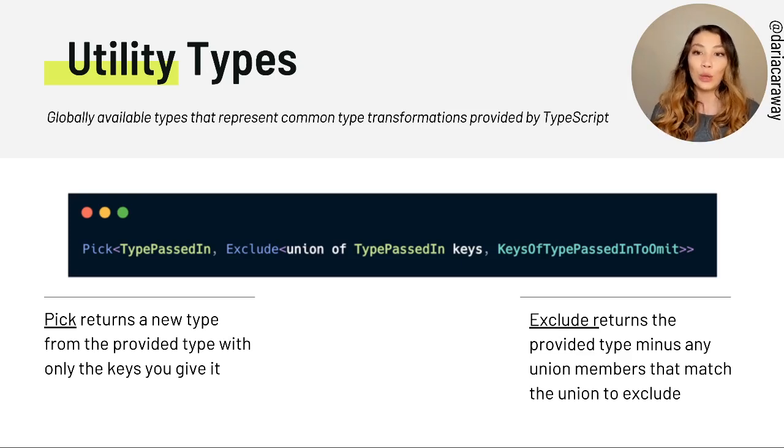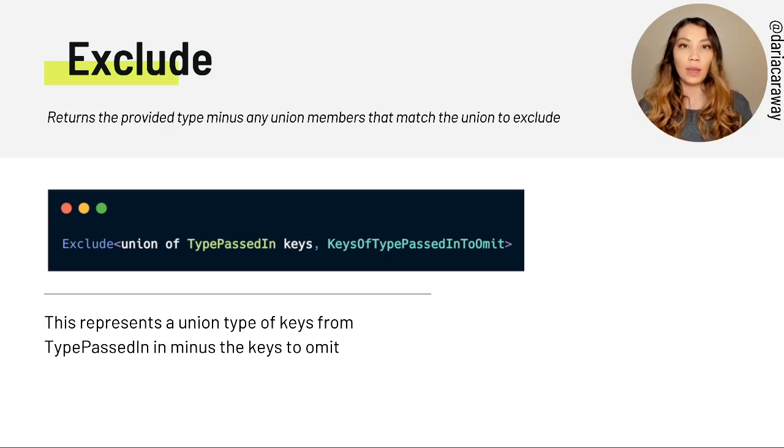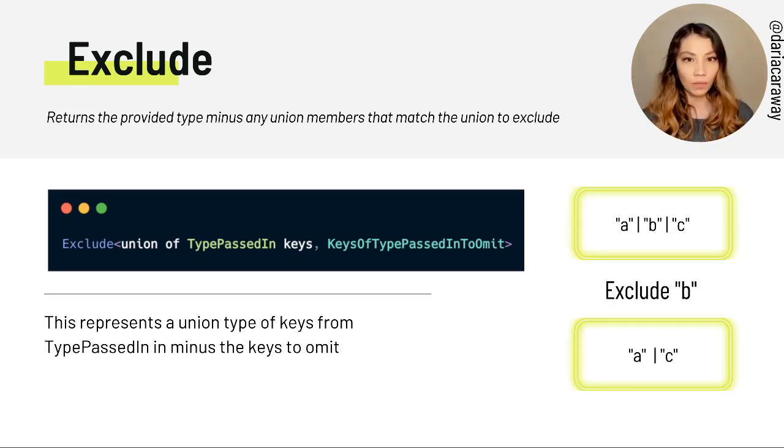Okay, so now we've got some utility types here. Utility types are globally available types that represent common TypeScript transformations provided by TypeScript. There are two here, and I want to start with the inner one and work our way out. The inner utility type is Exclude. Exclude is a cool type that returns a new type minus any union members that match the union that you're trying to exclude. So here, we will get a union of all of the keys of type passed in, excluding the keys of the type passed in that we're trying to omit.